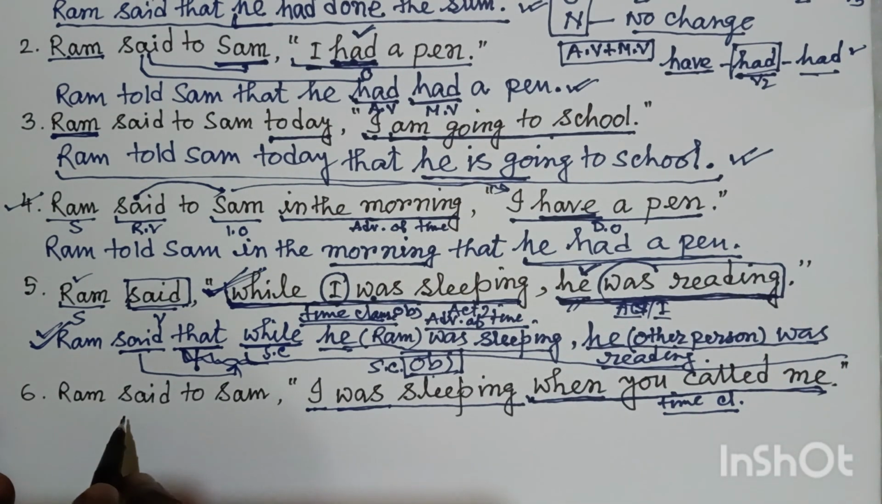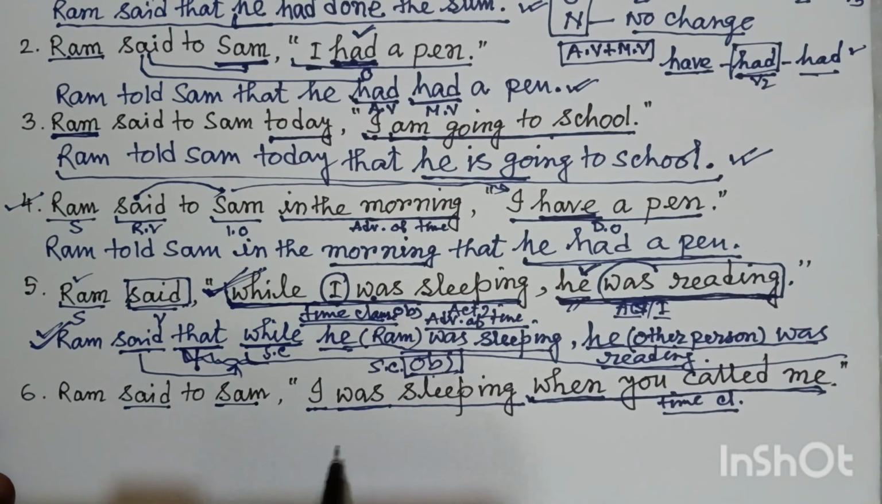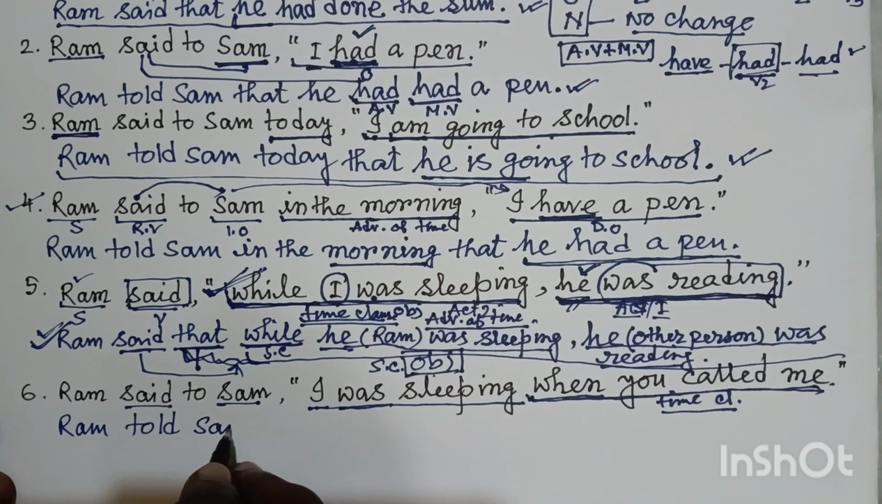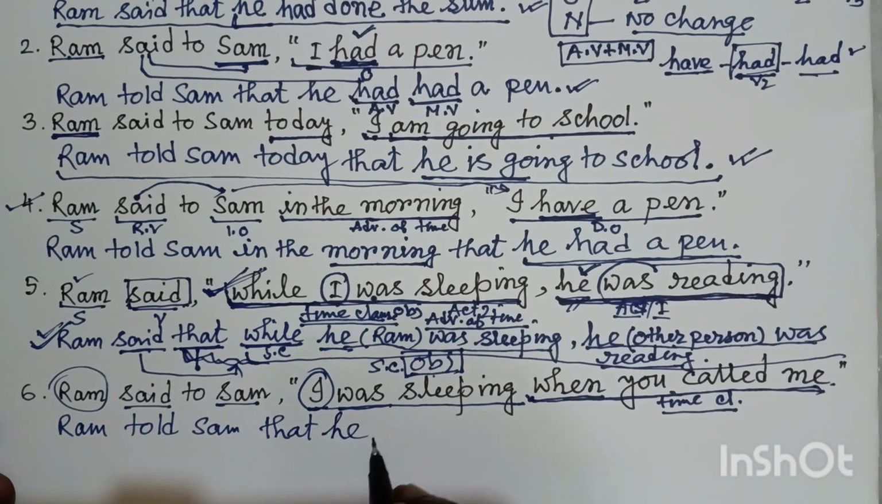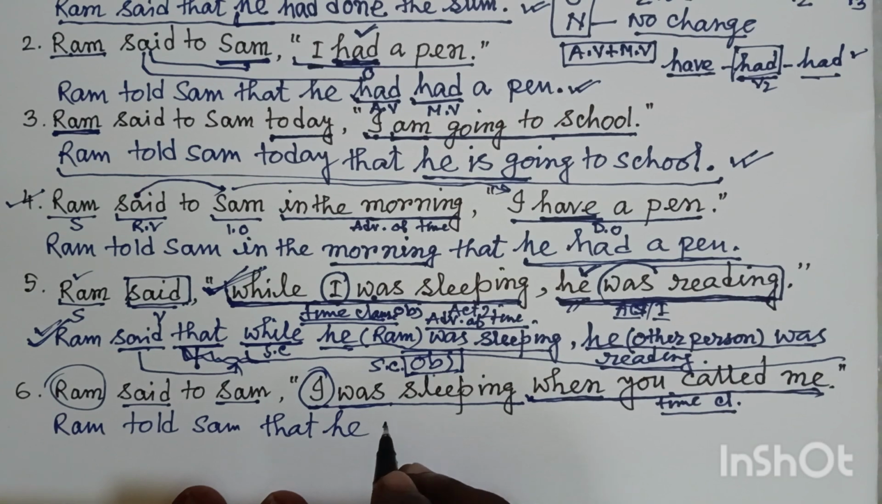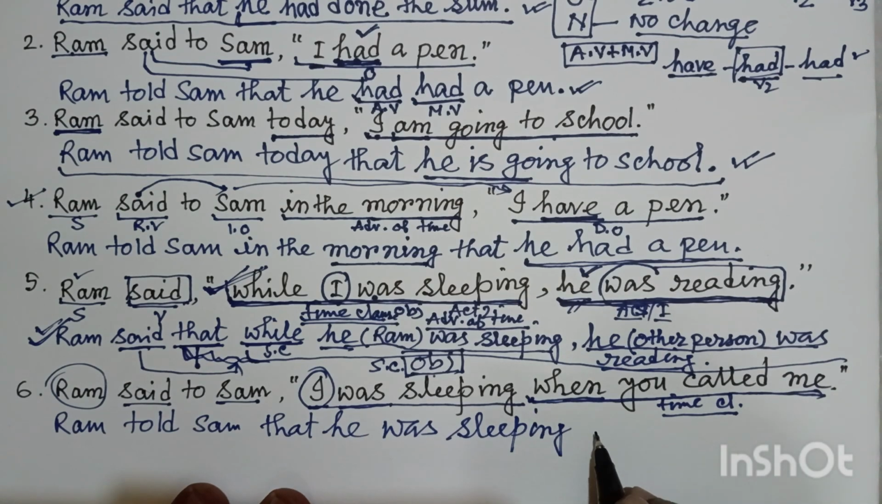So the answer will be, it is the verb, and Sam is one object, and the entire part is another object. That means two objects. So we have to use "told". So Ram told Sam that, and that will be changed according to Ram, so it became he. Then we cannot change the verb because we cannot change the tense. He was sleeping when.